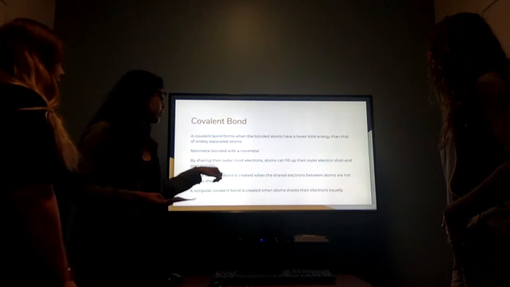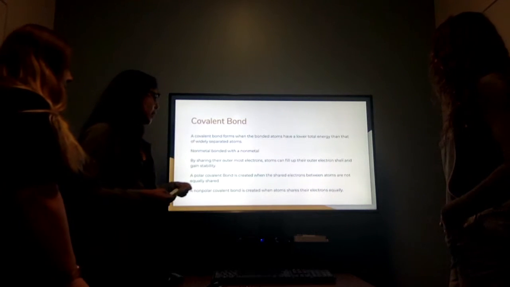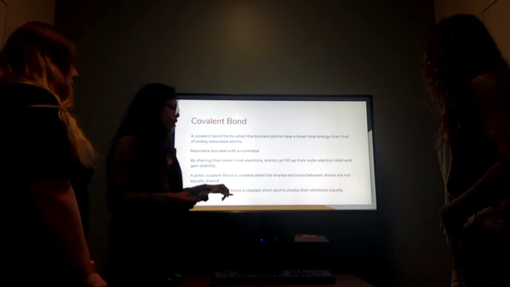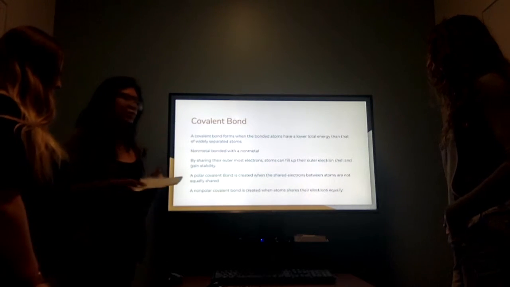The polar one is created when the shared electrons between atoms are not equally shared. And then the nonpolar would be the opposite. It is created when the atoms share their electrons equally.